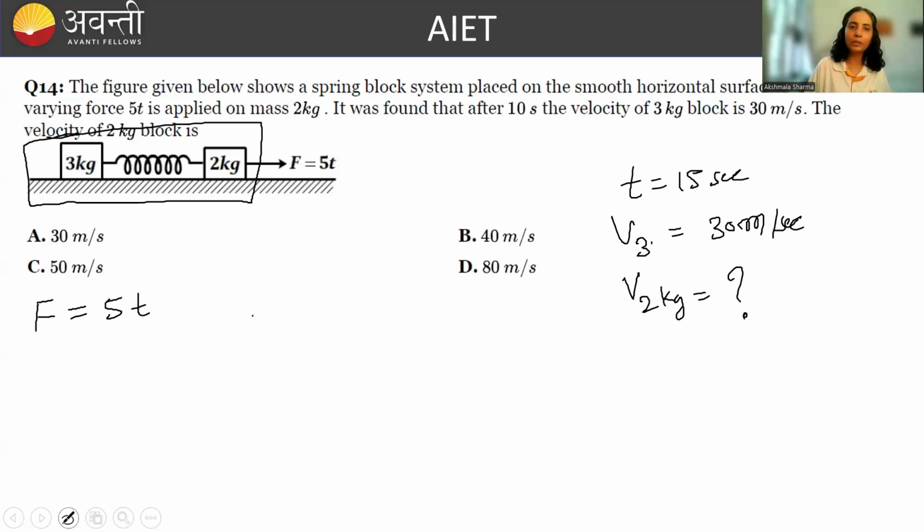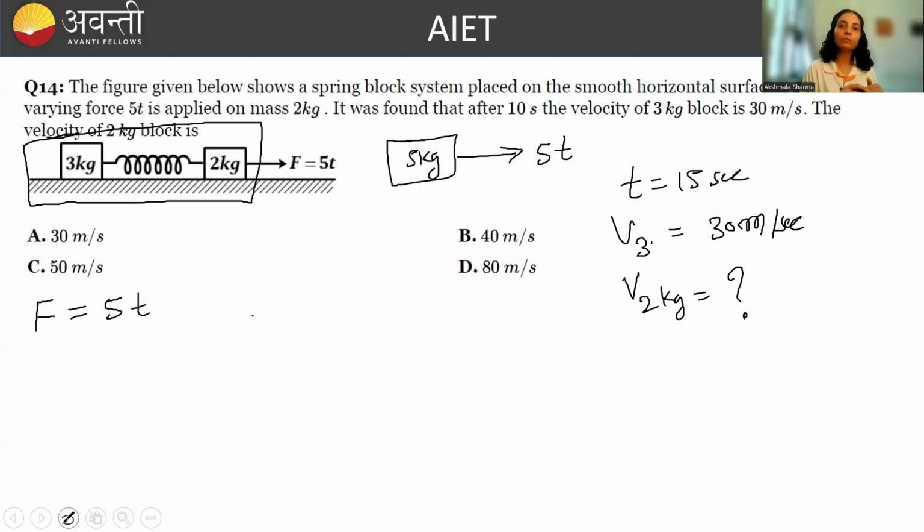Because then you need to write potential energy, kinetic energy, and so on. So it will become tedious, and it may require more known variables to solve this question. But if we solve it taking 3 kg and 2 kg as a system, what we can see is this is a system of 5 kg, and on the system of 5 kg, this much force is acting.